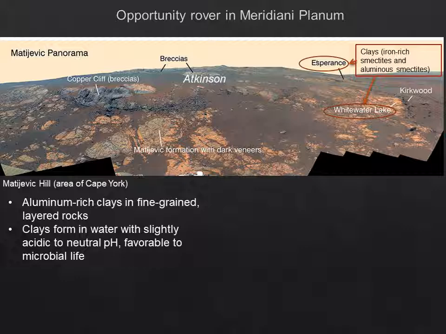The Opportunity rover, which was active on Mars from 2004 to 2018, landed in Meridiani Planum, and this is the type of environment that it explored. One of its main discoveries was the presence of aluminium-rich clays in fine-grained layered rocks, particularly in this area, which was eventually called Whitewater Lake.